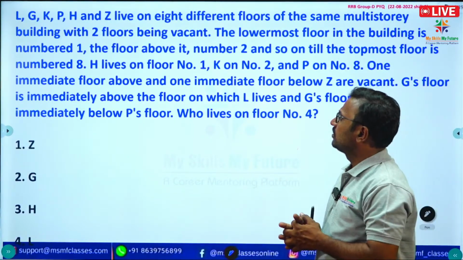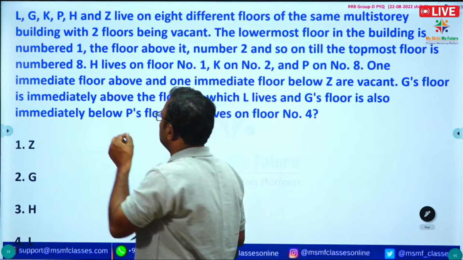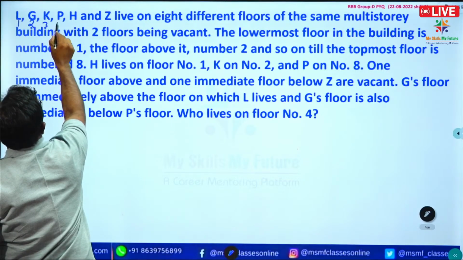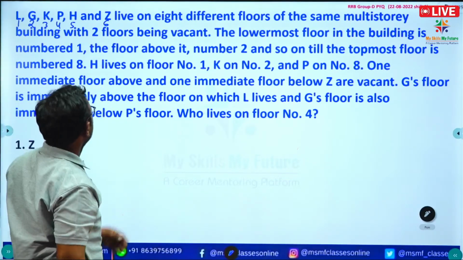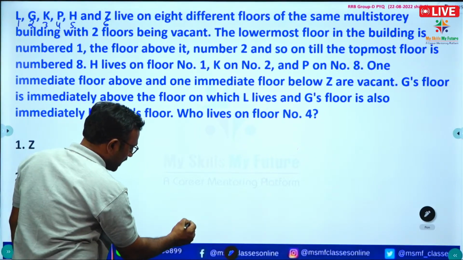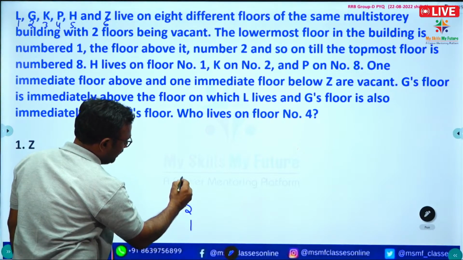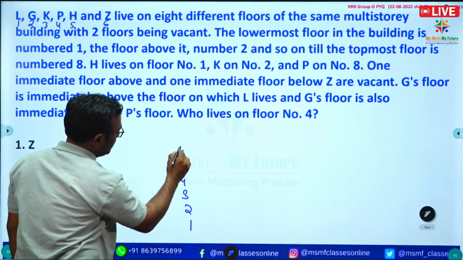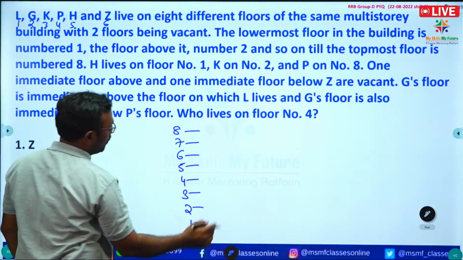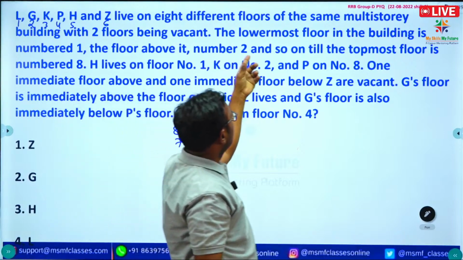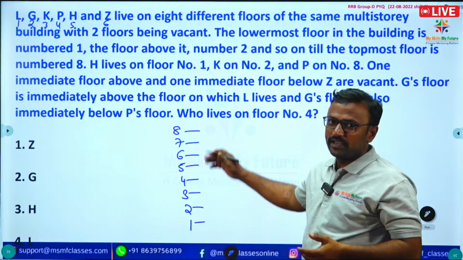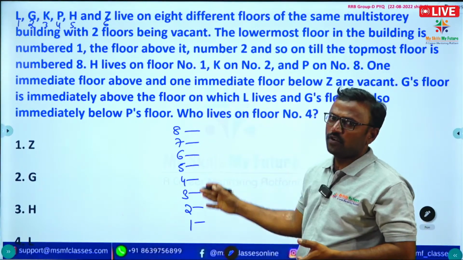See the question here. One more question is there. L, G, K, P, H, and Z live on 8 different floors. So 1, 2, 3, 4, 5, 6, 7, 8. These live on 8 different floors of the same multi-story building with 2 floors being vacant. So in those 8 floors there are only 6 persons, 2 floors are vacant, meaning empty.